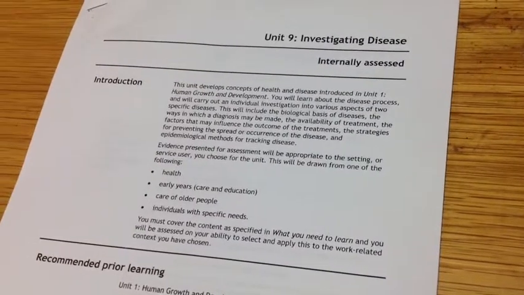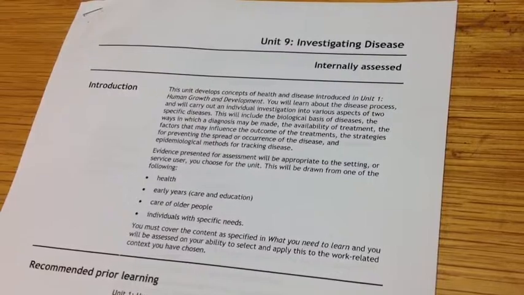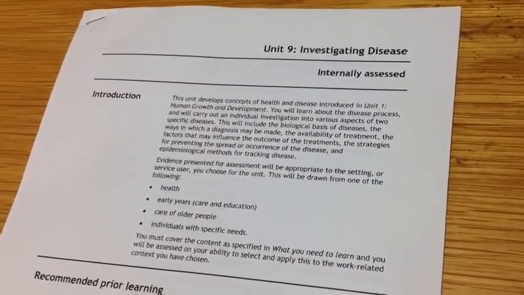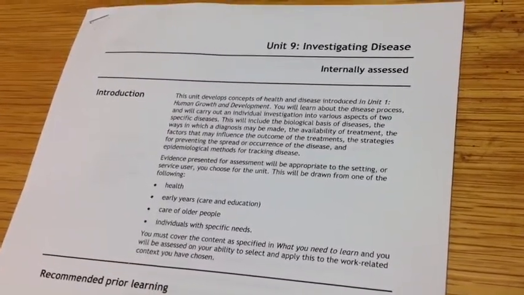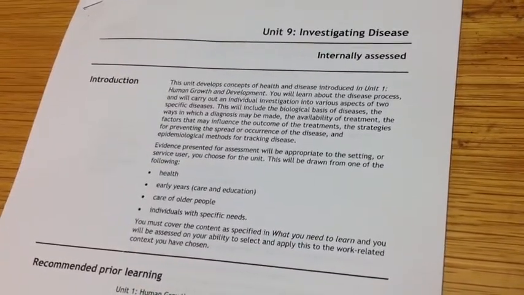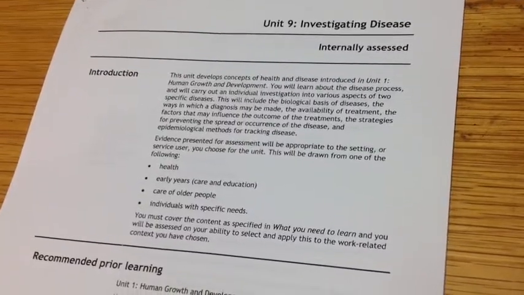In this unit, we are going to be investigating two diseases, one communicable, one non-communicable. We're going to look at the biological basis, how we decide it's one disease, how we would diagnose it, what the treatment would be, what factors are linked to the disease, how we could prevent the disease, and any factors that might hinder the disease being prevented.